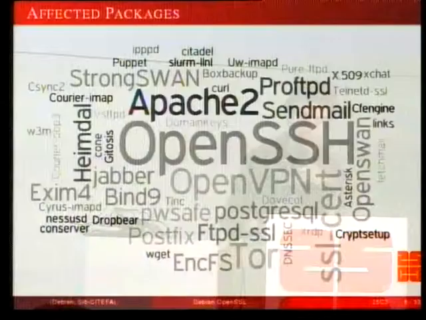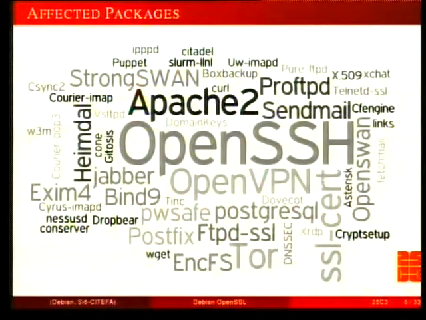You can see in this, for example, all these cryptographic schemes. They all may be, or in fact, they are affected. Here are some of the affected packages. For example, OpenSSH, OpenVPN, Tor. Firefox, for example, is not affected, because it uses its own crypto suite.